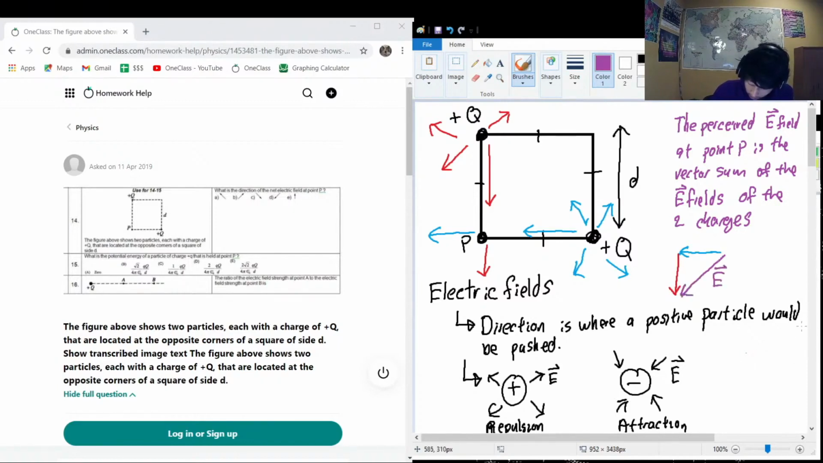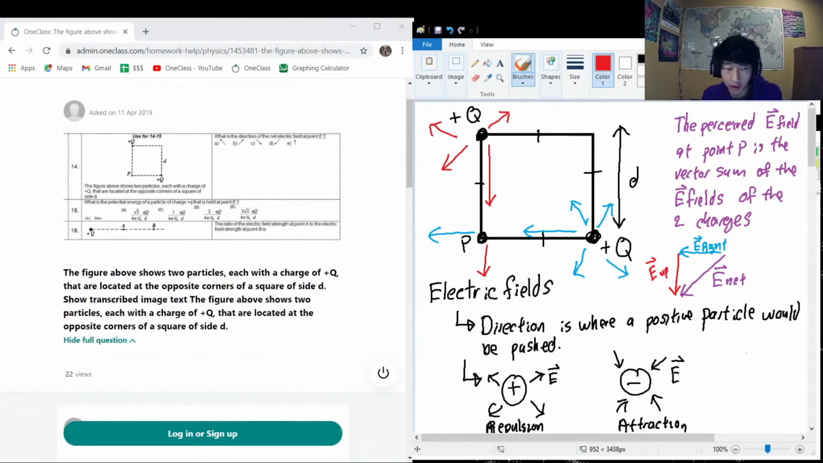This is going to be E net. We can say this is E right, and red could be E up, the electric field caused by the upwards charge. So you can see that the E net is going towards the bottom left, the southwest, if you're thinking about compasses. So the first answer, associated with the first part, is towards the southwest, which is D.